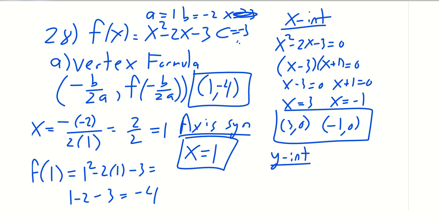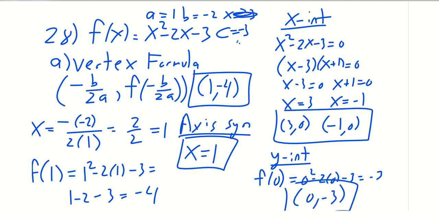The y-intercept is a function evaluation. You just evaluate f at 0. This is going to be 0 squared minus 2 times 0 minus 3, which is negative 3. Again, the y-intercept is a point, so write it as a point. We get (0, negative 3).